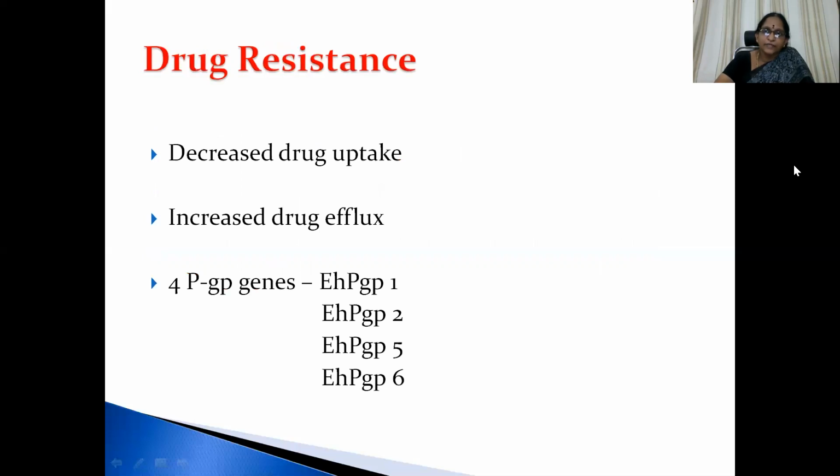Drug resistance with these molecules is mainly because of either decreased drug uptake or increased drug efflux. Drug efflux is enhanced by the cellular components, that is the P-glycoproteins, which are situated on the cell membrane. So in case of drug resistance to any of these molecules, we can easily find the increased expression of P-glycoprotein genes, that is EhPGP1, 2, 5, 6. What about 3 and 4? They are like pseudogenes, which carry the drug resistance in a pseudo manner.